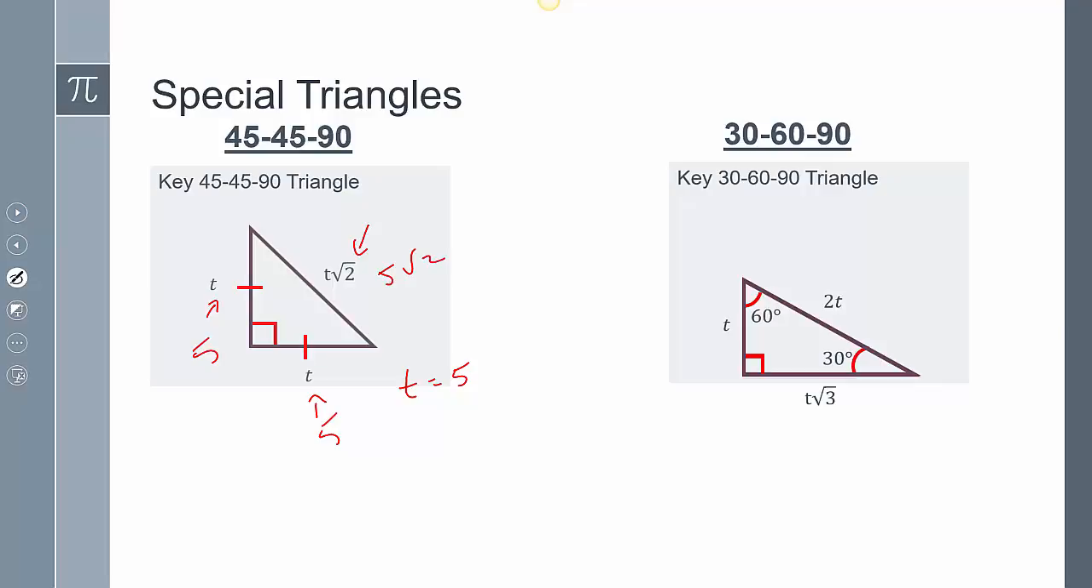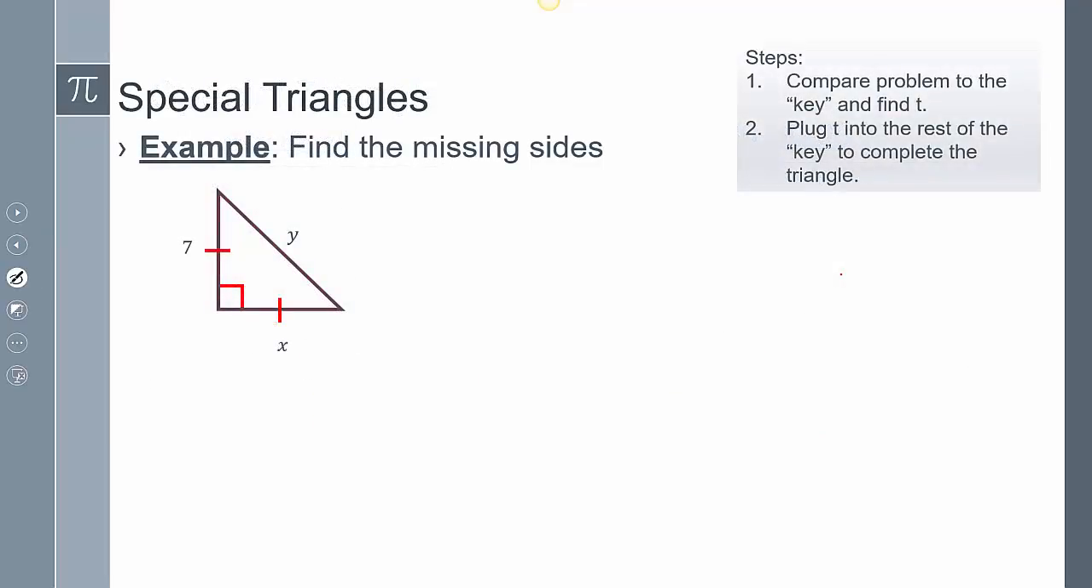The 30, 60, 90 triangle, the shortest leg, we say that that's t. That means the longest leg is whatever the shortest leg is times root 3. And then the hypotenuse is whatever the shortest leg is times 2. And so we can use these special ratios to be able to figure out what the values are of a triangle. So let's just say here, I wanted to find what my missing sides are.